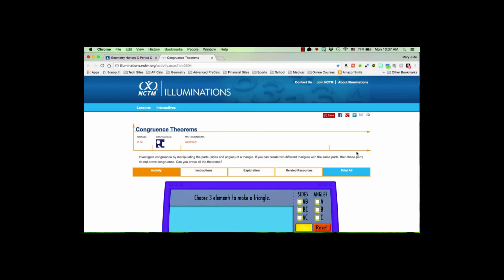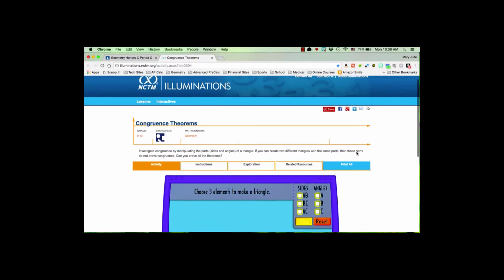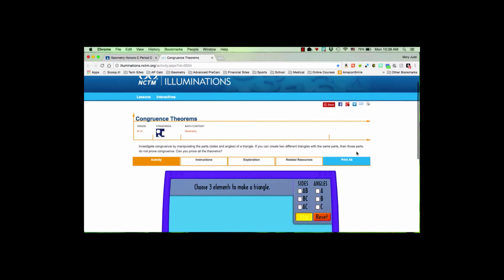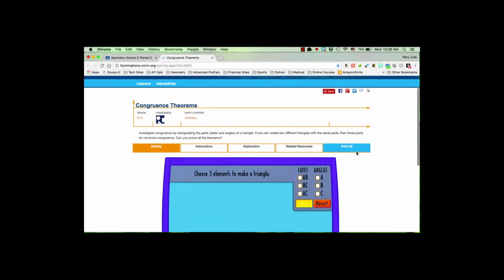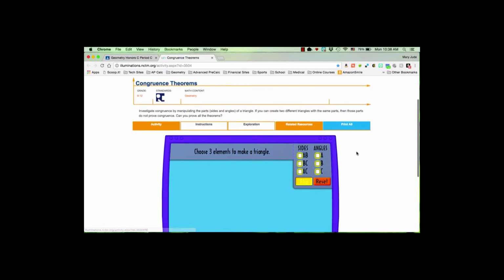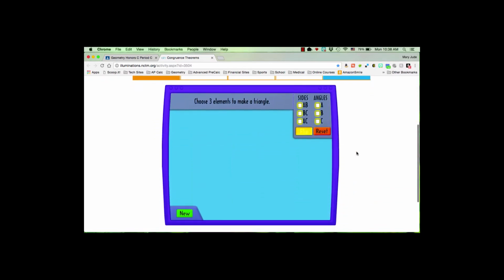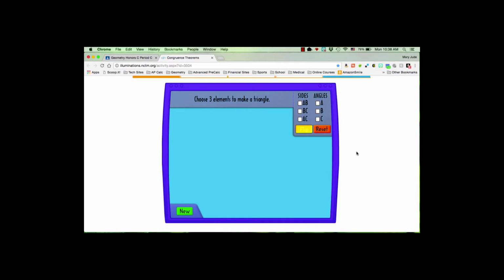Today we will be doing sections 4.4 and 4.5 in your book. Last section, you learned triangles were congruent if all six of their corresponding parts were congruent. Today, you're going to investigate if you can know that less than six parts are congruent and still know that the triangles are congruent. I'm going to do a demonstration to show you how to use this activity.